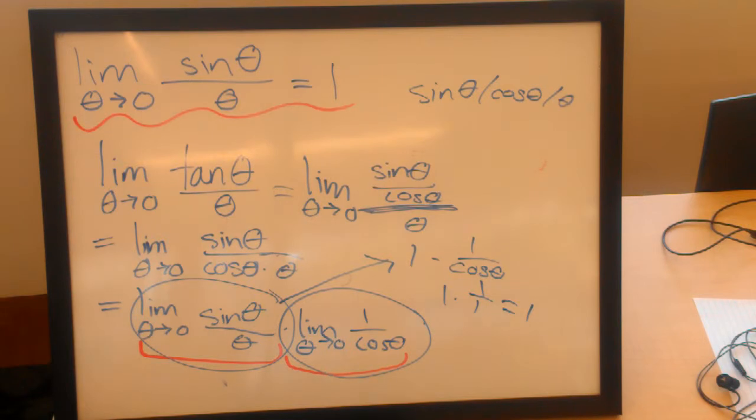And so basically for all the problems in your book, you'll be given something strange, but you have to try to factor out a limit as theta approaches 0 of sine theta over theta, and then you should be able to just plug in 0 or infinity or whatever for the other values. Questions?